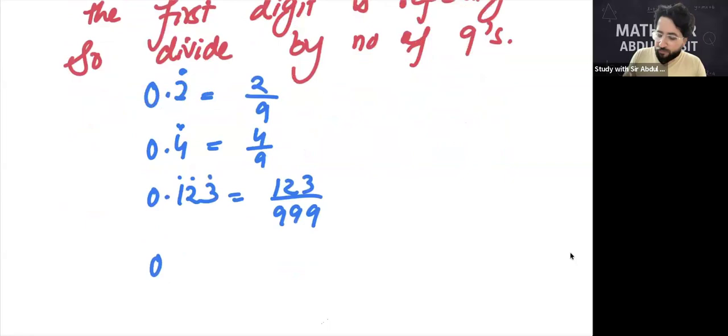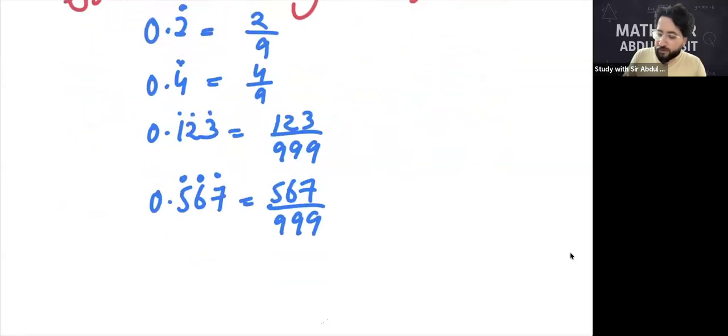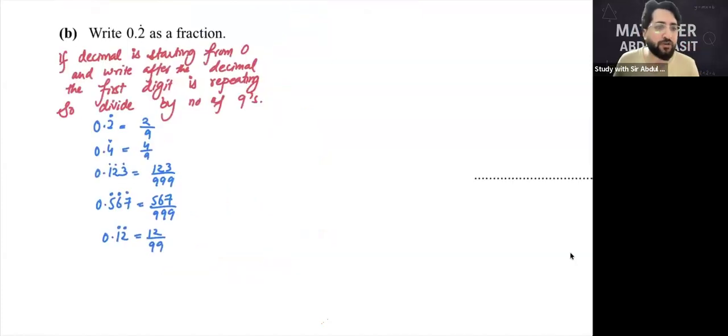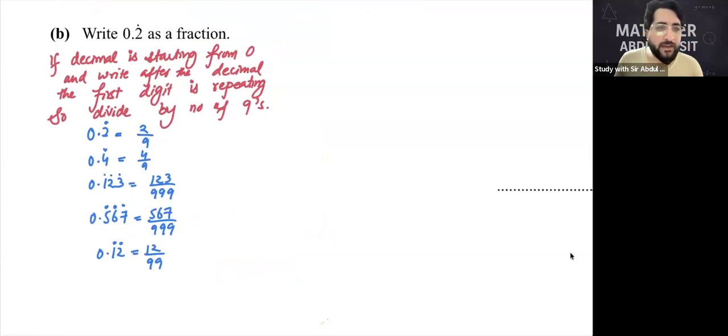If it is 0.567 recurring, so I will write 567 divided by 999. If it is 0.12 recurring, so I will write 12 divided by 99. No need to do any method. Is this clear everybody or not? याद रहेगा सबको? So 0.2 recurring as a fraction is technically 2 divided by 9. No need to do any method for such questions because it's a 1 mark का question.